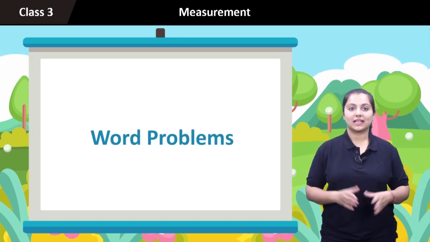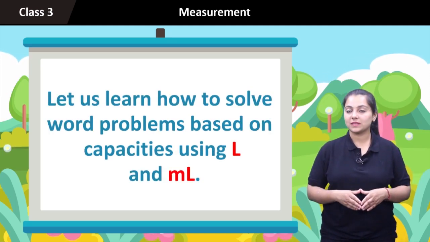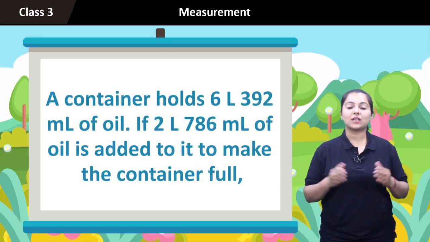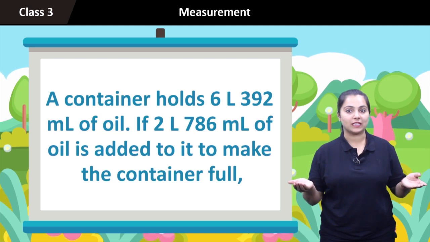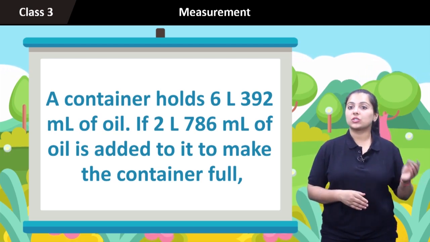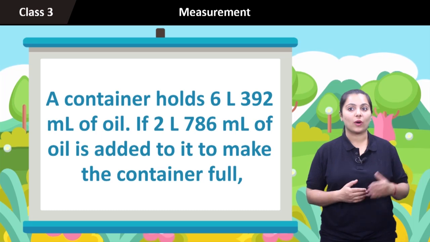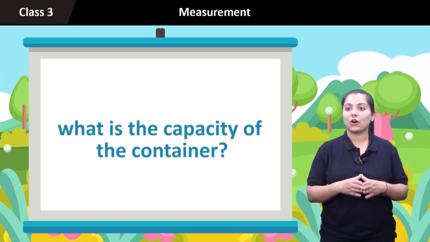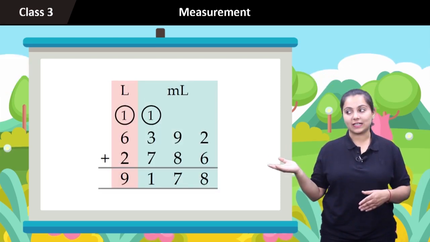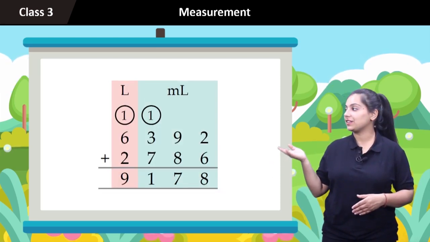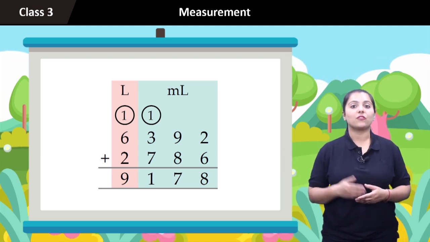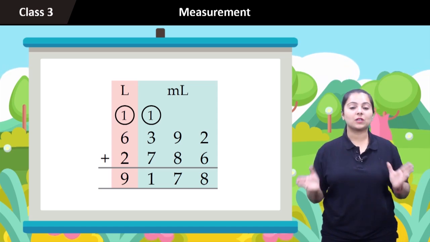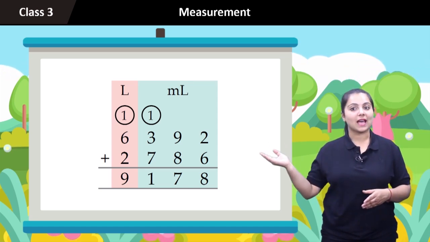Word problems. Let us learn how to solve word problems based on capacities using liter and milliliter. A container holds 6 liter 392 milliliter of oil. If 2 liter 786 milliliter of oil is added to it to make the container full, what is the capacity of the container? Quantity of oil in container is 6 liter 392 milliliter. Quantity of oil added is 2 liter 786 milliliter. Now, let's add them to find the total quantity of oil.